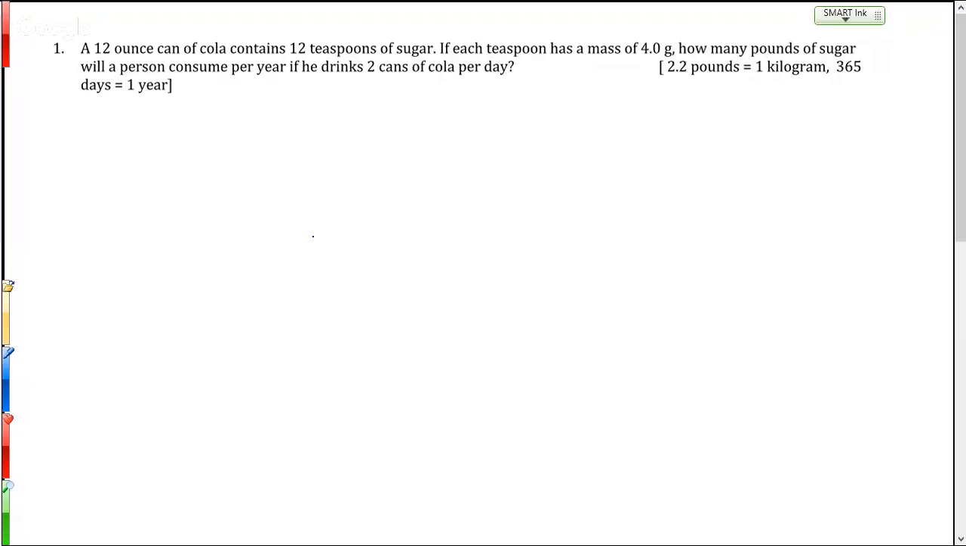So first thing always to pull out is, what should your answer be? Where does it describe what your answer should be? Which phrase? How many pounds of sugar? That's going to be our answer. Tiny bit more. Oh yeah, pounds per year, I think, right? Pounds of sugar per year, yeah.